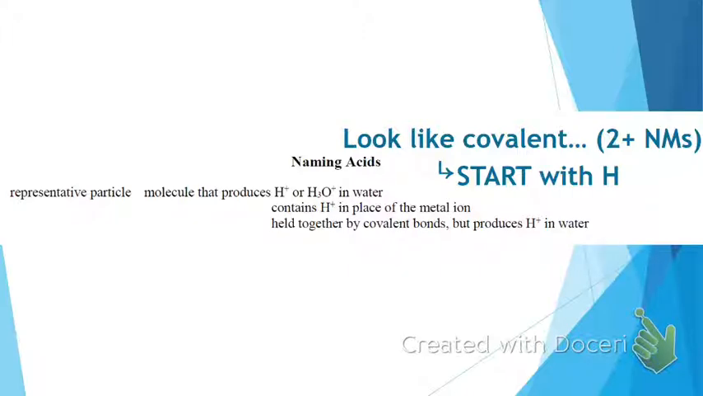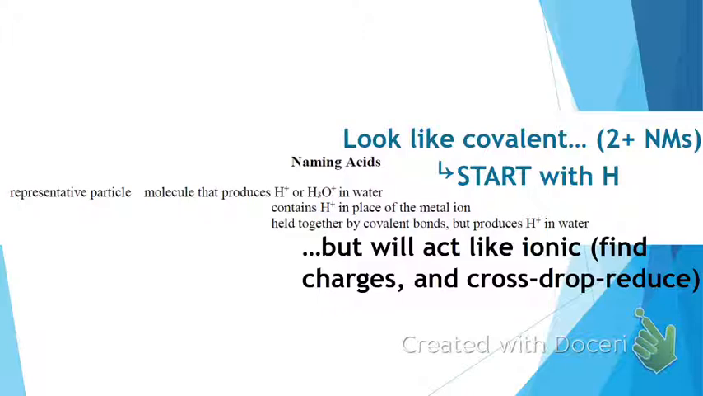But these acids are special types of covalent compounds because they have such a big electronegativity difference in their molecules that they're actually going to kind of act like ionic compounds. So when we're writing the formulas, we're actually going to be finding charges and cross-dropping and reducing, even though these are made up of two nonmetals. So it's going to be a little bit weird, but these are just special.